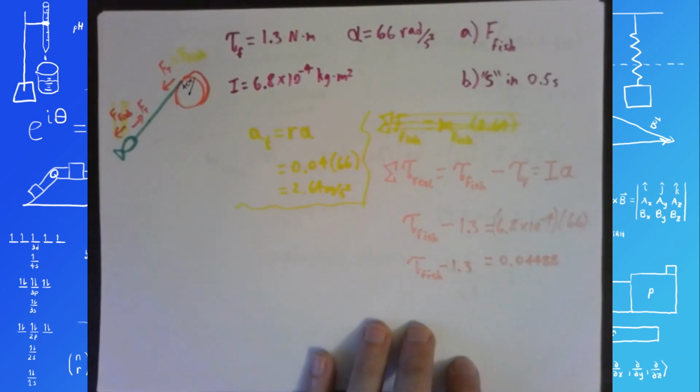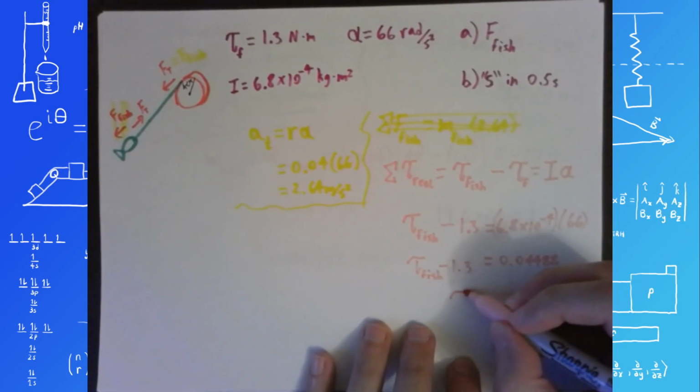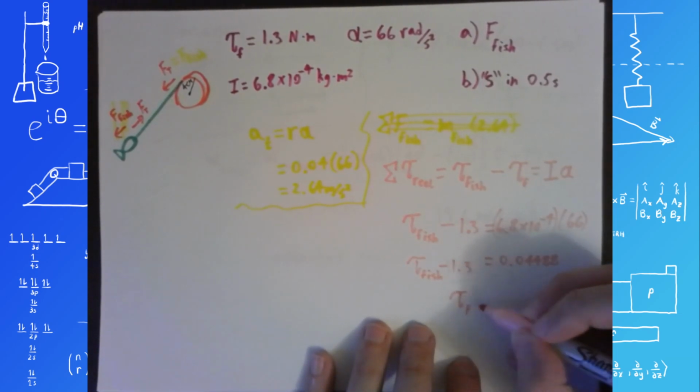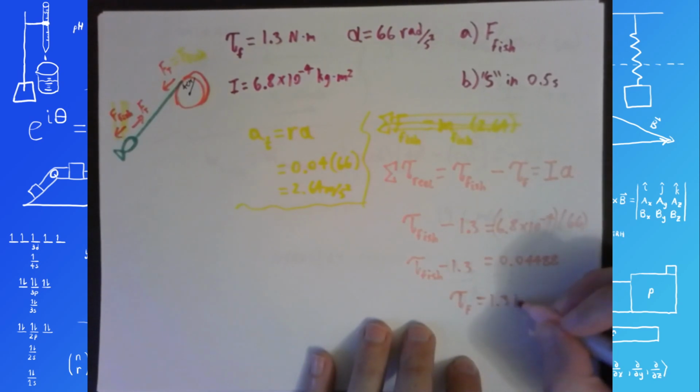If I add 1.3 to both sides, then that leaves us with the torque due to the fish is equal to 1.34488 Newton meters.